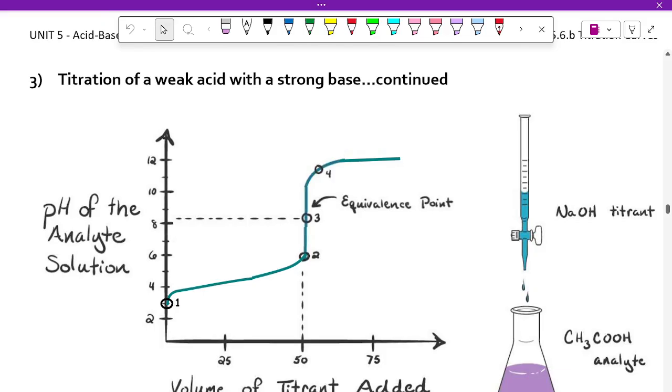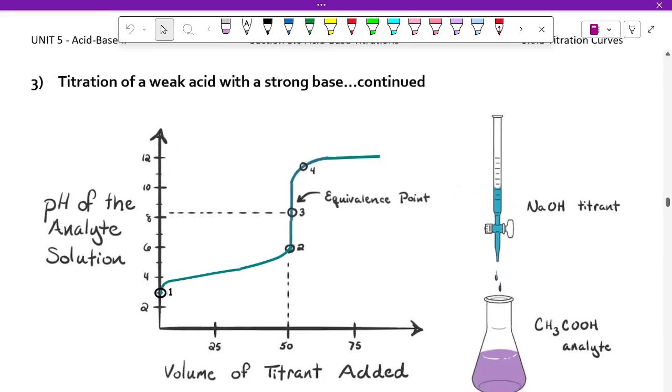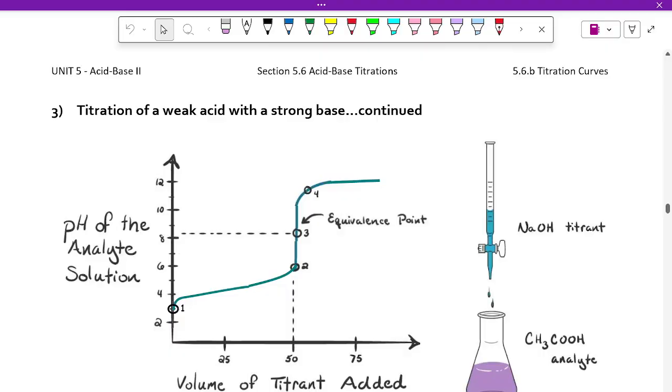Titration of a weak acid with a strong base. If you remember, look at this graph and tell your partner what tells you that this is not a strong acid, strong base, but rather a weak acid, strong base. Describe to your partner how you know that.